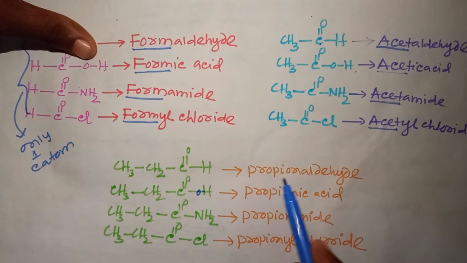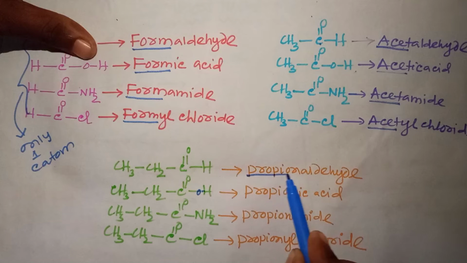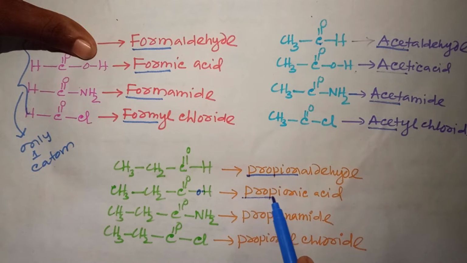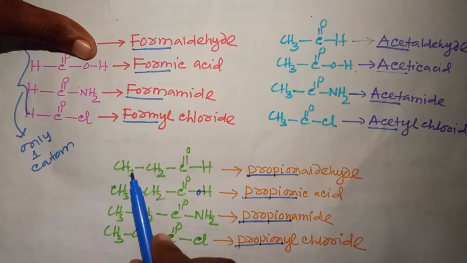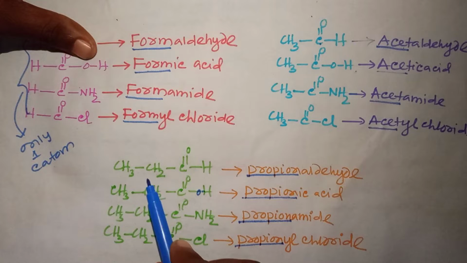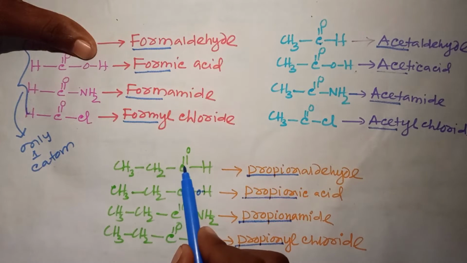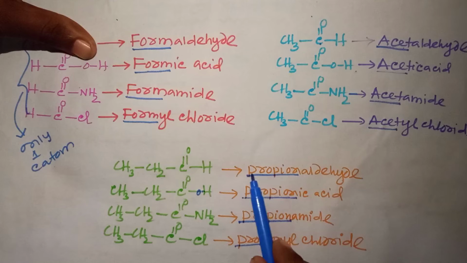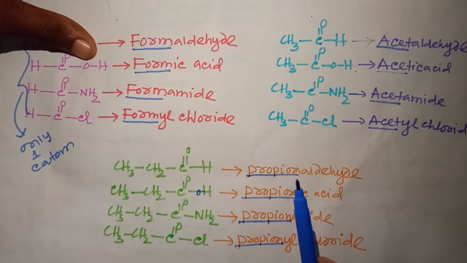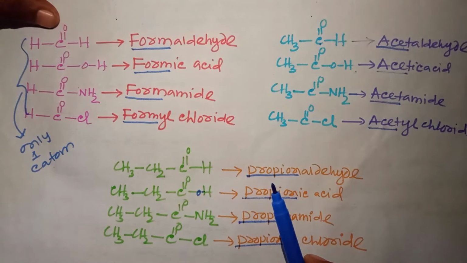You can note that all of these common names contain the word propion, and the interesting thing is that all of these organic compounds contain 3 carbon atoms. This contains 3 carbon atoms, this also, and these two also contain 3 carbon atoms. So the word propion is used for 3 carbon atoms. Let's see them in detail.